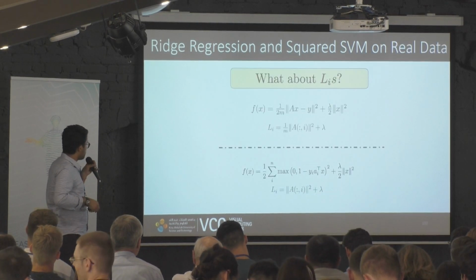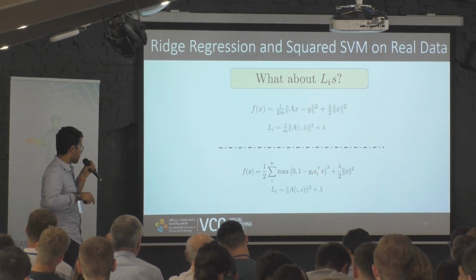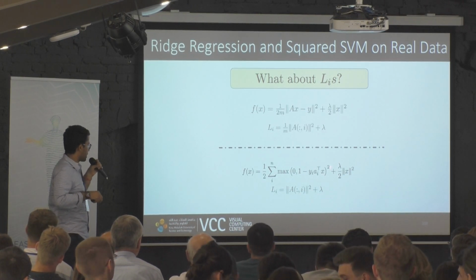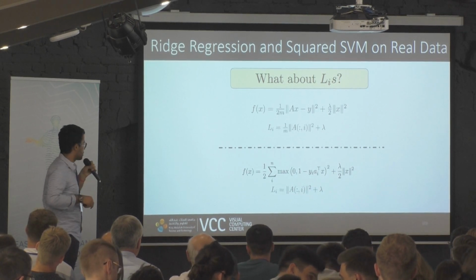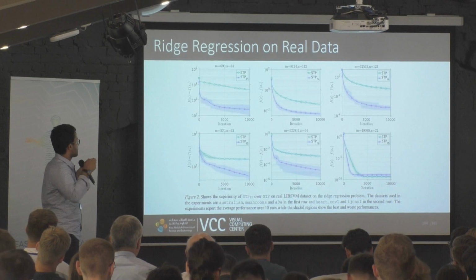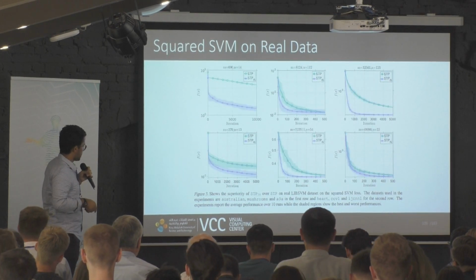Okay. Well, what happens if you have another smooth function, which is the soft squared SVM loss, for example? LIs are still your energy term, so you don't have to do anything extra on top of this. And there are, of course, experiments on this for ridge regression and on real data, which performs very nicely.